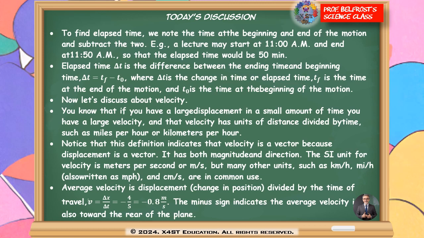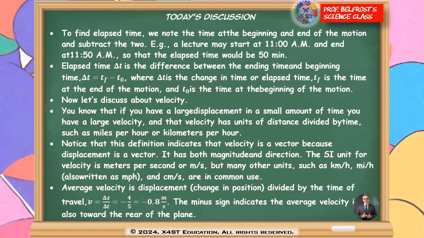And to find the elapsed time, we know the time at the beginning and the time at the end of motion. Just subtract these two. Very simple. Elapsed time, denoted as delta t, is just the difference between the ending time and the beginning time. So it brings us to the formula, very simple and self-explanatory: delta t equals tf minus t0. Okay, so we are done with the very basic concept of time, and we'll discuss velocity.